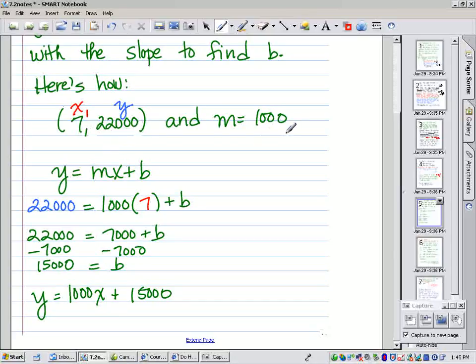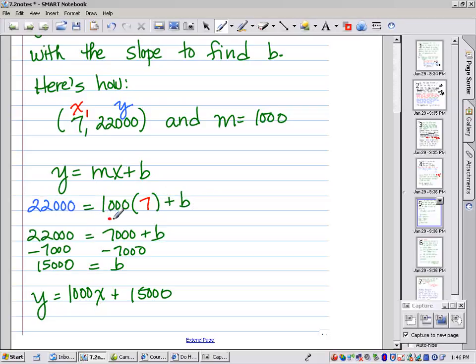But if I know one of the points is (7, 22,000), or you could have used the other point, it doesn't matter, and the slope is 1,000, we plug into the slope-intercept form, y equals mx plus b, and that gives us 22,000 is equal to 1,000, which was our slope, times 7 plus b.